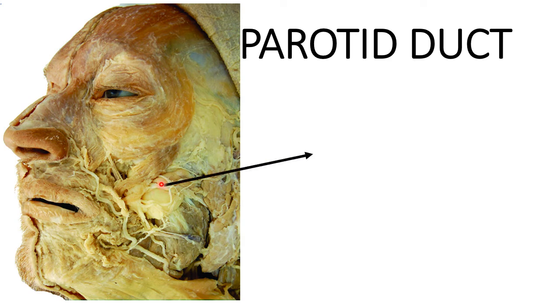Yeah, here it is. And then abruptly, it disappears here. It does not extend. It takes a 90 degree deviation and pierces the buccopharyngeal membrane. Then it enters into the oral cavity. So the next question they usually ask is, where does it open? Parotid duct, and where does it open?